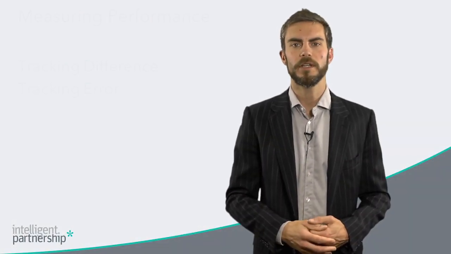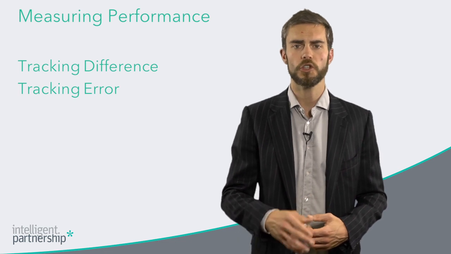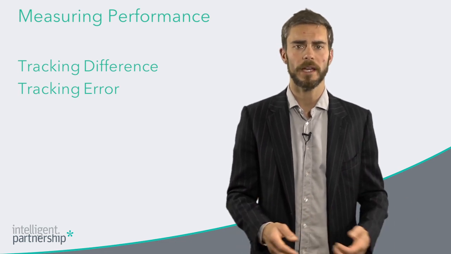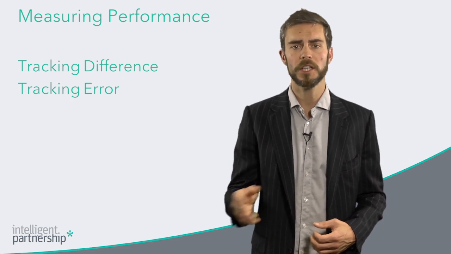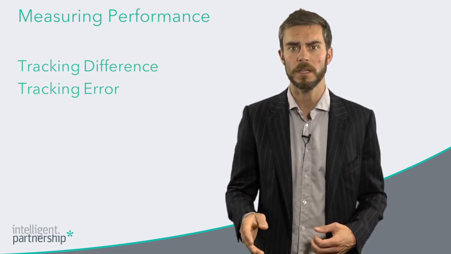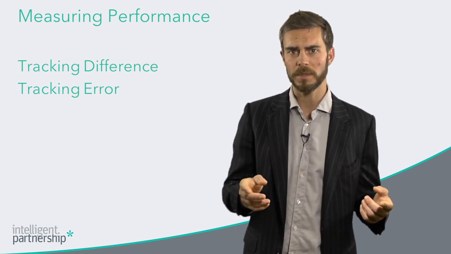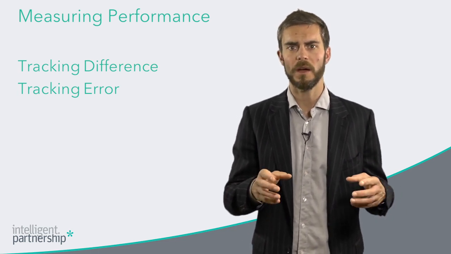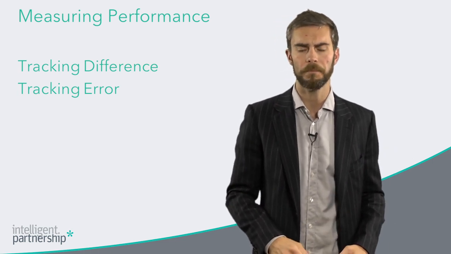When it comes to measuring the performance of ETFs, there are two ways of doing it. There's tracking difference and tracking error. Tracking difference is just the difference between the benchmark return and the ETF return over a particular period of time. So it's a very simple concept, but it only gives you a little bit of information. It only tells you about one particular period of time.